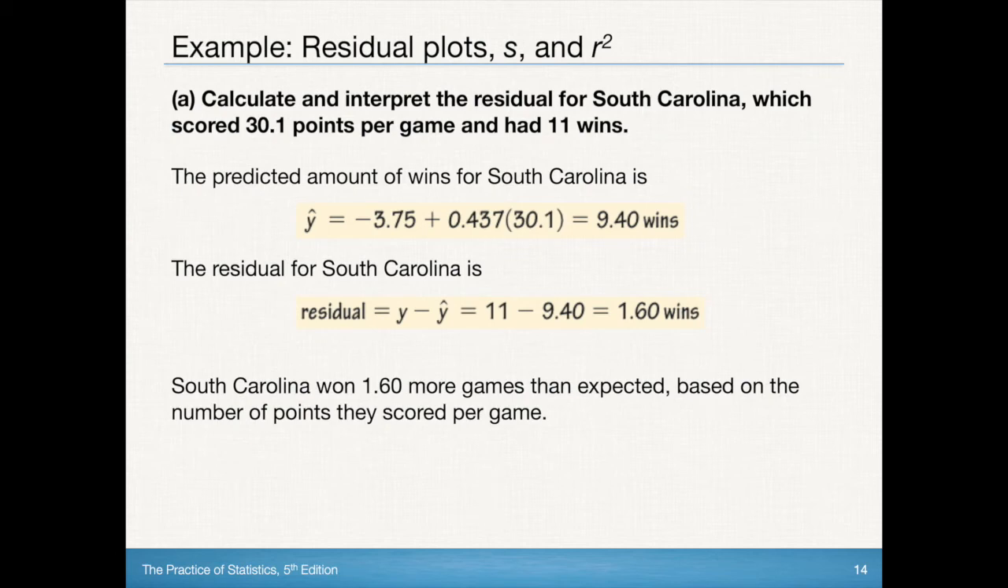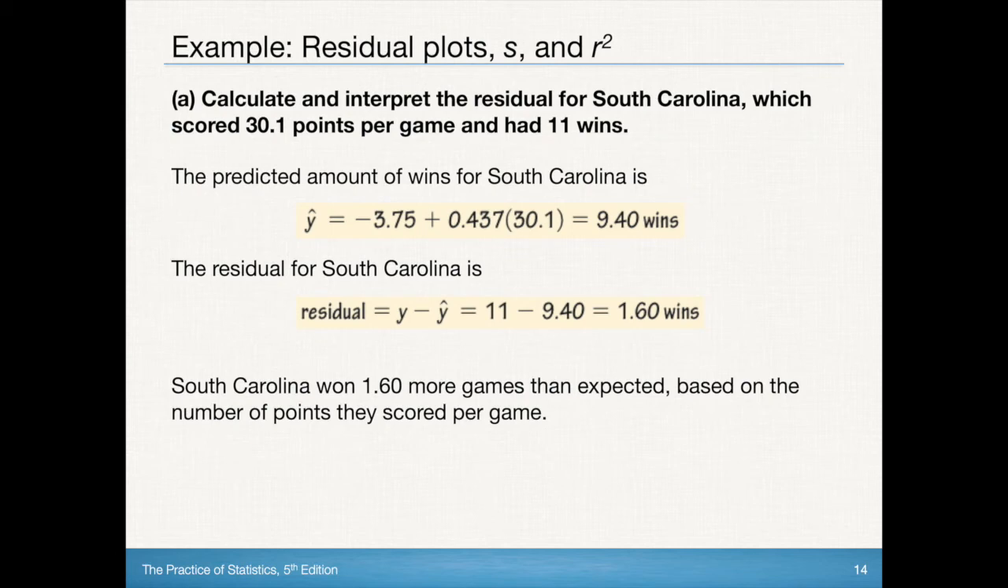Notice in both cases we have units, just like we did with standard deviation and means and things like that. Make sure that you have the units to represent it as well. But you can see here that South Carolina won 1.60 more games than expected based upon the number of points they scored per game. So there's a couple of things here that are very important.